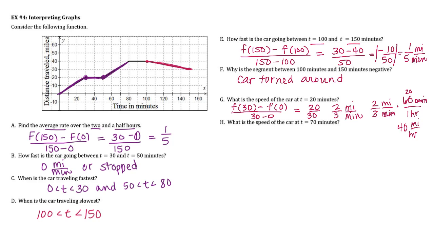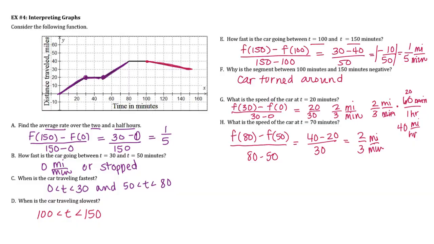So what is the speed of the car at 70? At 70, we can pick the values around it and set up our slope. So we're going to have F at 80 minus F at 50, and that is all over 80 minus 50. And so that's going to be 40 minus 20 over 30. And so again, that's going to give me 2/3 miles per minute. And if you want to know in real world terms, that's about 40 miles per hour.